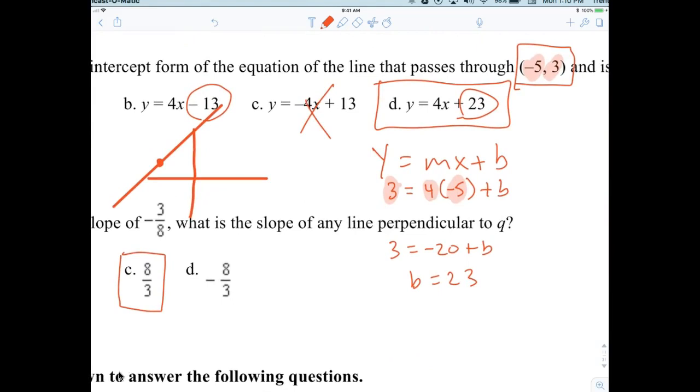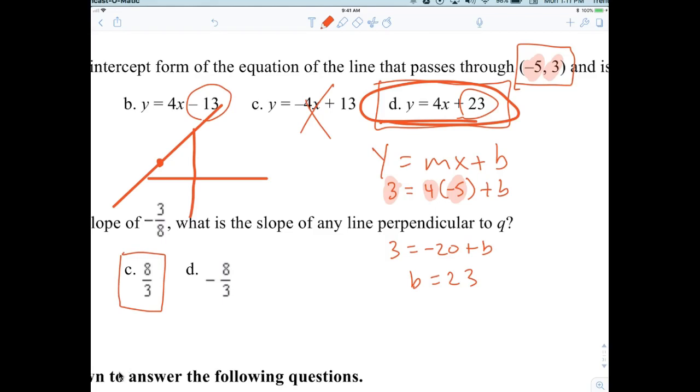Does everybody agree it's positive, correct? Therefore, the only possible answer is what? D. The only possible answer is D. Everybody see what I'm saying? So sometimes just plotting the points can really give you a good perspective on what the answer is.